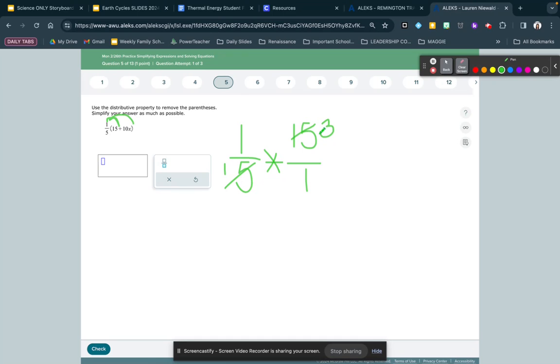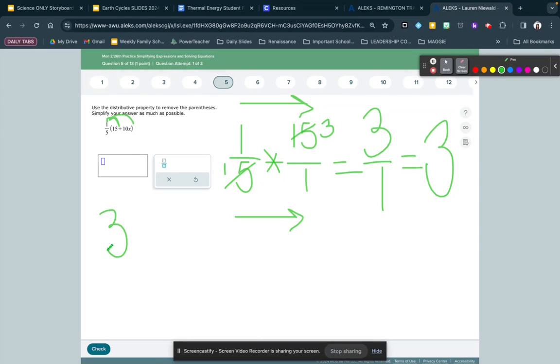So now you get to just multiply across the top, right? And then I'm going to multiply across the bottom, and that gets me my answer. So my answer is going to be 1 times 3 is 3, and 1 times 1 is 1. And that is just a fancy fraction way of saying 3. Okay. So 1/5 times 15 gets me 3. And then I'm going to bring my addition sign down, right?